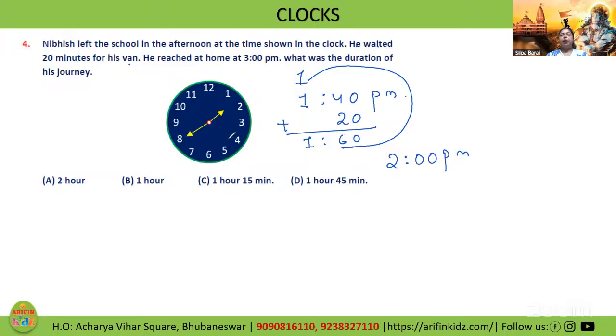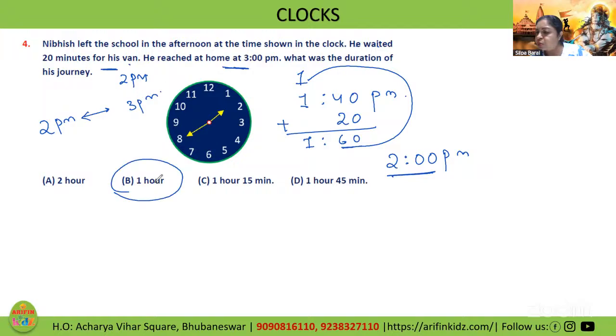So when he boarded the bus, that is 2 p.m., and he started his journey. So he got the van at 2 p.m. All of you see. And he reached home at 3 p.m. So what was his journey time, beta? 2 p.m. to 3 p.m. So the answer is 1 hour. Okay, the answer is 1 hour. Very good. This type of question you can expect, beta.